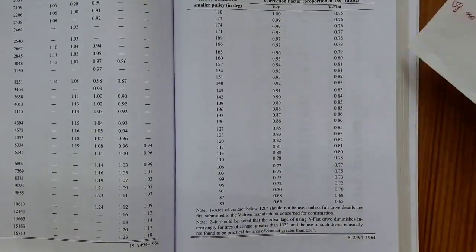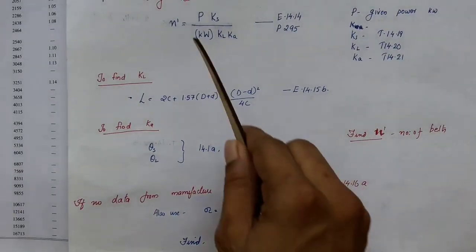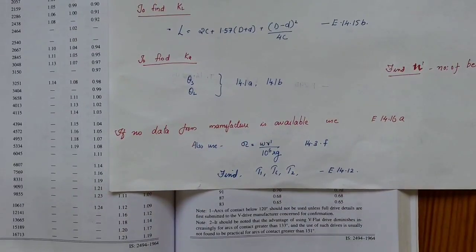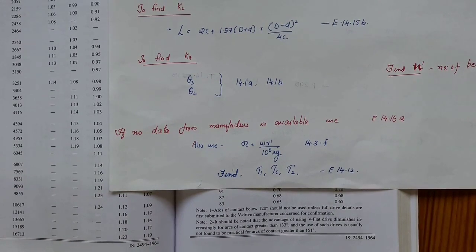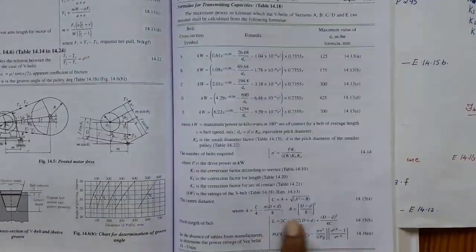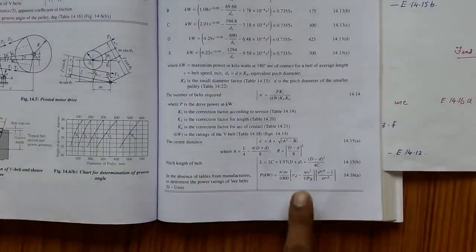Okay, now we have all the values, so we can calculate n dash. N dash is nothing but the number of belts required to transmit the given power. Usually by this we conclude the design of the V belt, but there are some other cases also which you should know. Suppose they have not specified anything regarding the belt, or they have given you the cross-sectional area or the cross sections, then you can choose equation 14.16a also.